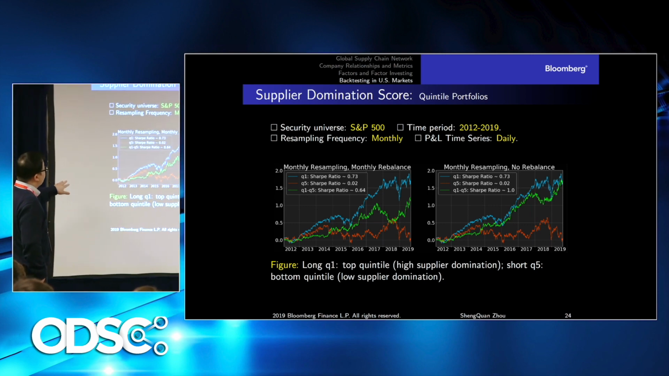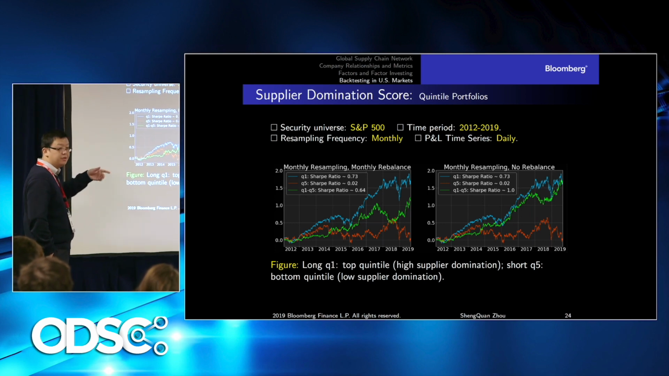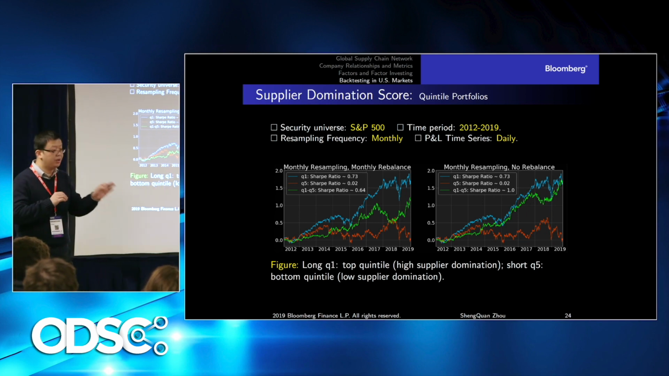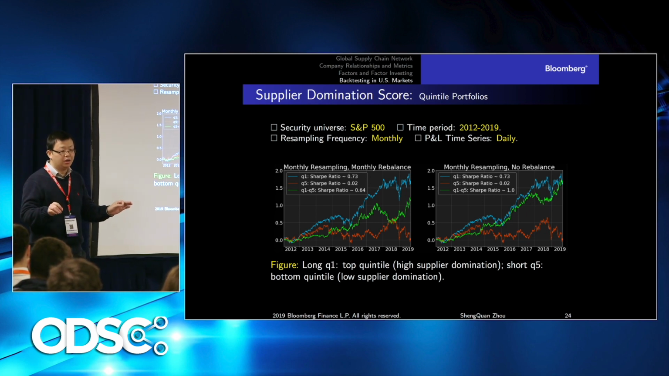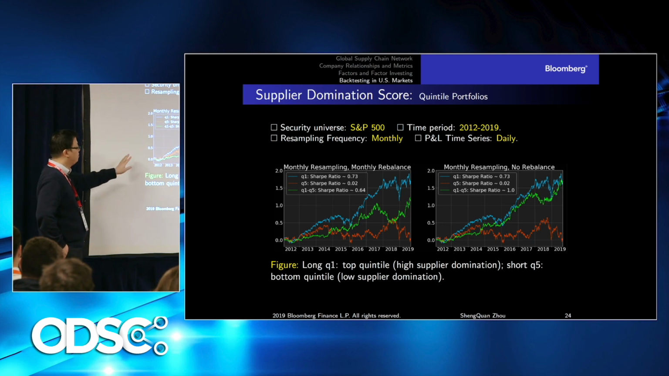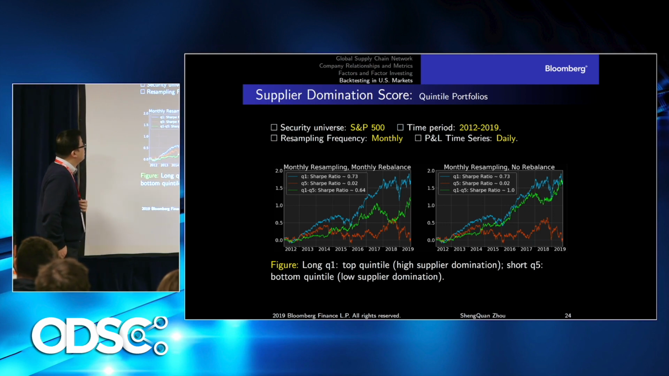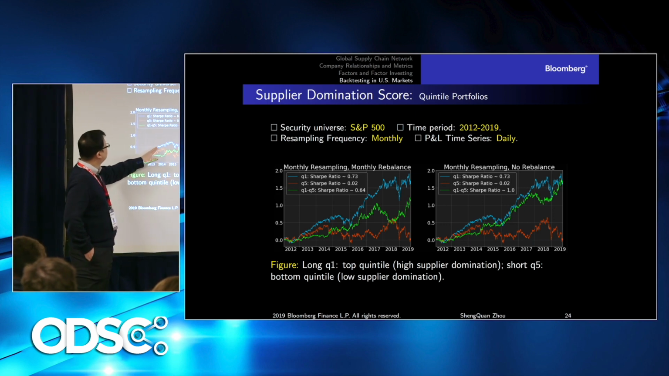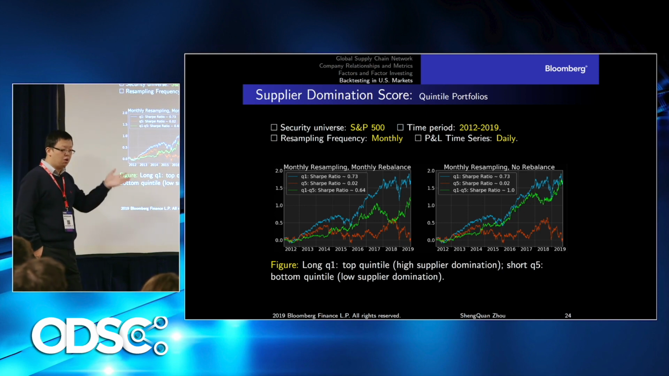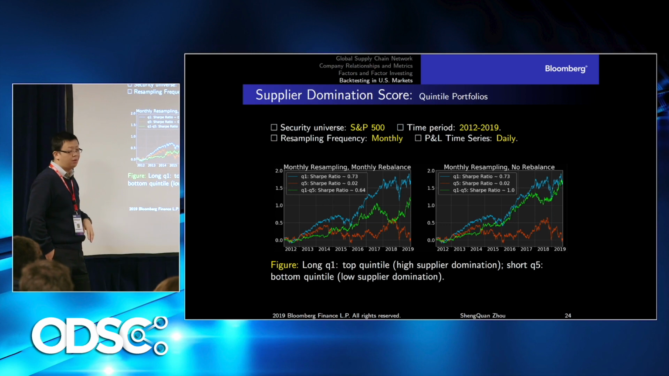The left chart corresponds to the factor we rebalance every month, and the right chart has no rebalance. We just put $1 in the top quintile and $1 in the bottom quintile, and let them evolve separately. In this case, we rebalance every month. We'll focus on the left. The blue line is the top quintile, and the red line is the bottom quintile. The one in the middle, I think orange or green, is the long-short portfolio, long the top quintile and short the bottom quintile.